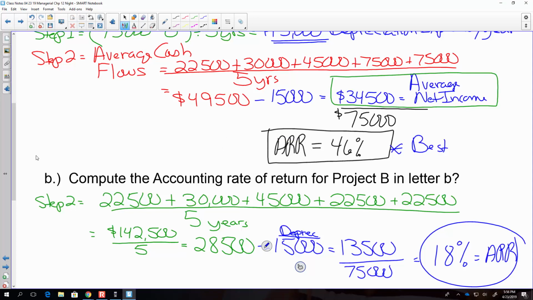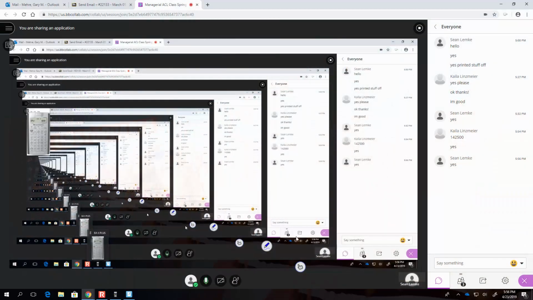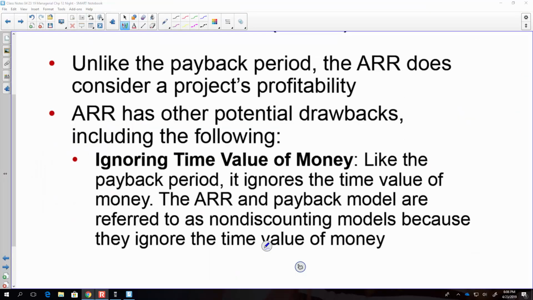Any thoughts on this? Any questions? Guys, Kayla, Sean, you all right? Thank you. Excellent, Sean. Let's take our first break then, guys, and we'll come back and do the discounting models.